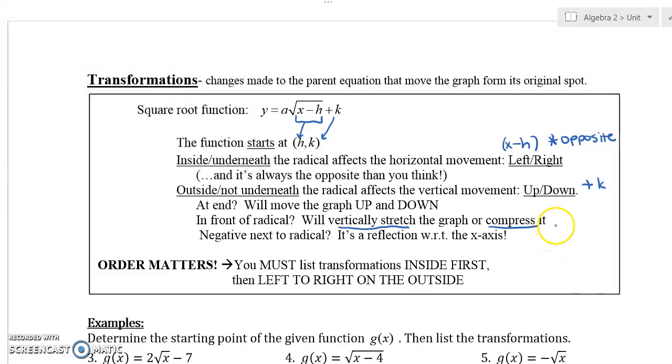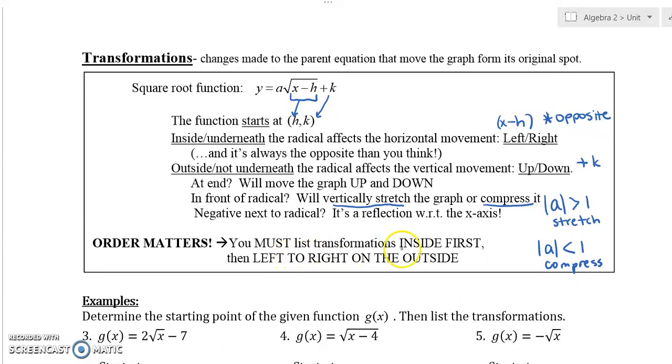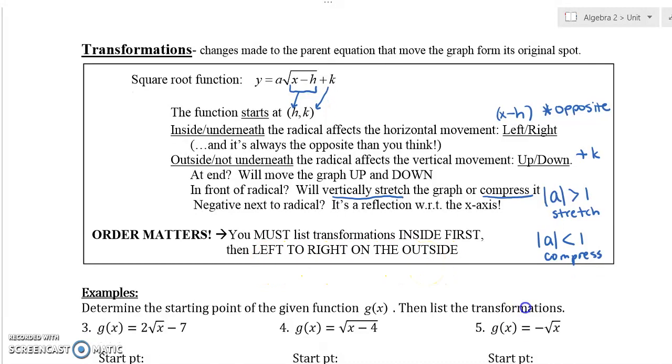Okay, so just a quick reminder that if the absolute value of a is greater than 1, then it's going to be a stretch. And if the absolute value of a is less than 1, it's going to be a compress, which should make sense, right? If I multiply you by 2, you're going to be stretching out. If I cut you in half, you're going to be compressed. You're going to be a lot shorter. All right, so just the order, how we want things. We want you to talk about the inside of the radical first, and then we want you to go left to right on the outside, and I'll do that in the next 3 examples.